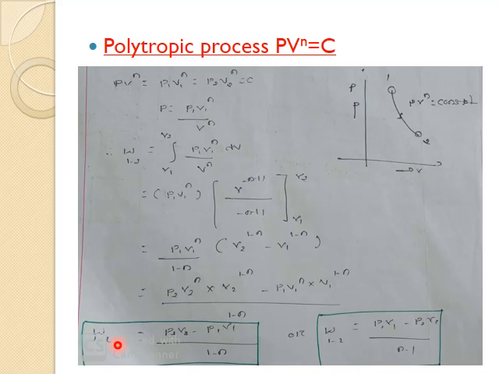Finally, the work done during the polytropic process, W1-2 or work done in the process 1 to 2, becomes P2 V2 minus P1 V1 divided by 1 minus n. Or I can rearrange this expression and write it like this: P1 V1 minus P2 V2 divided by n minus 1. So this is the general expression for work done in the case of a polytropic process which obeys the relation PV to the power n equal to C.